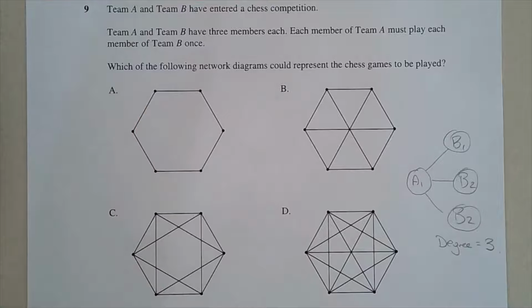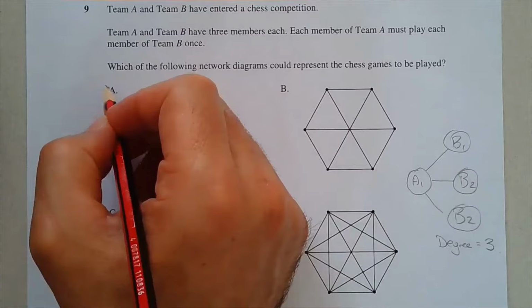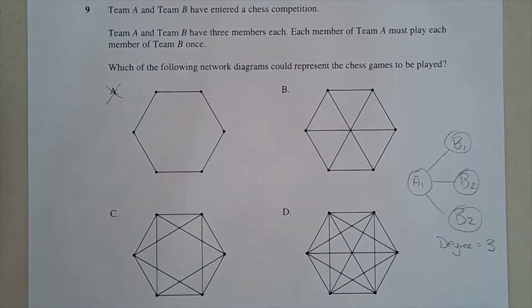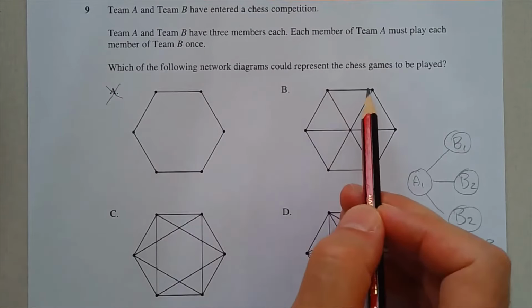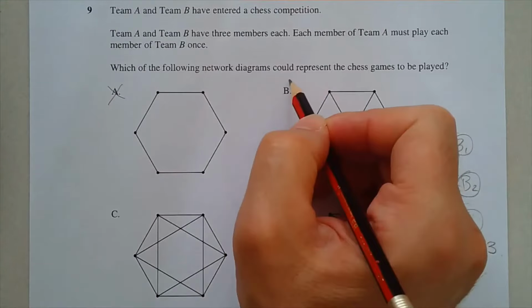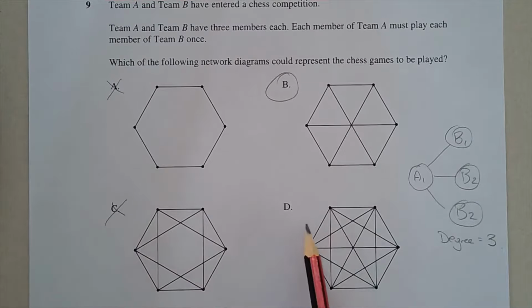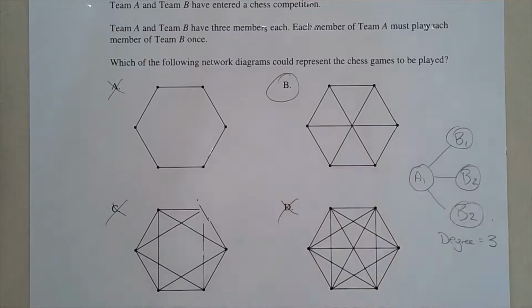Now, go back to each of these options. Let's have a look at option A. The degree of each of these vertices is 2, so it can't be A. Option B, each of these vertices has degree 3, so option B is in fact the answer. But let's have a look at option C and D quickly. The degree of each of the vertices in option C is 4, so it can't be C. And option D, well, you've got a player here playing 1, 2, 3, 4, 5 games. That's not going to work. Okay, so it's option B.